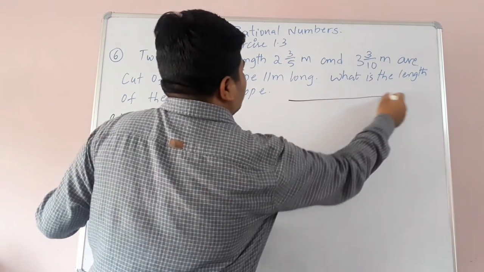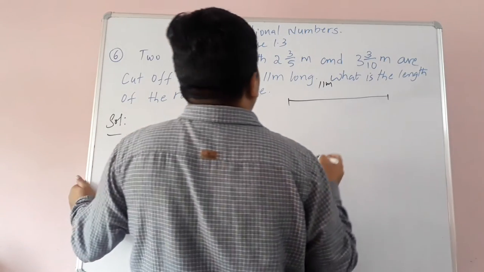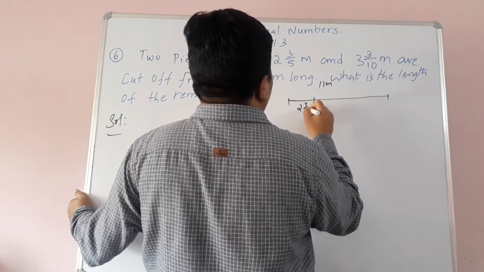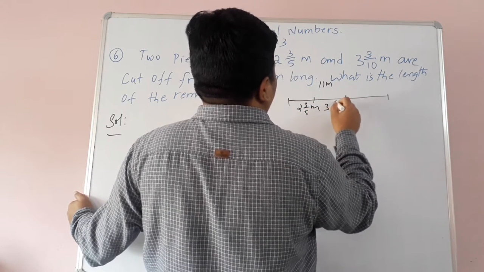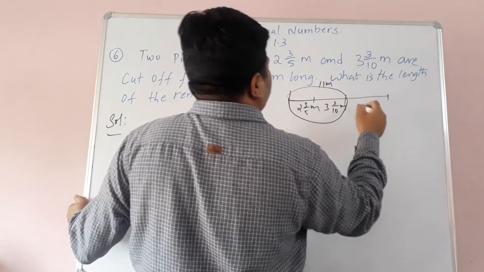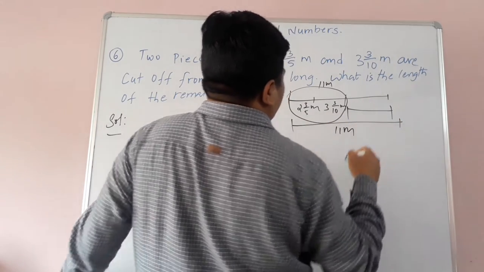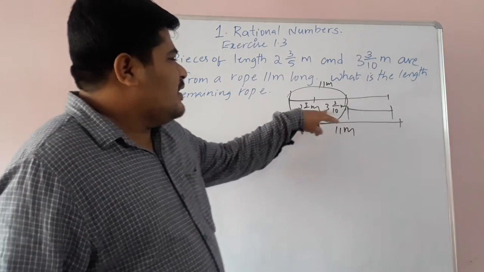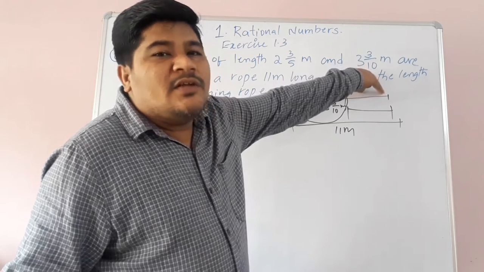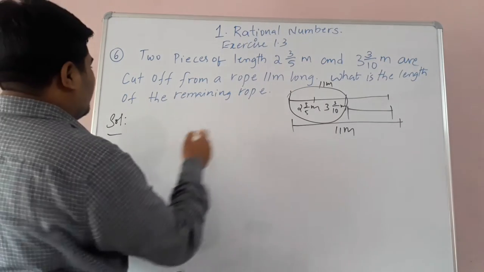See, I'll give you a rough picture. Suppose this is the rope of 11 meters. From this rope, children, pieces 2 3/5 meters long and 3 3/10 meters long are cut off, which means this is removed. So this is the remaining part. From the total 11 meters length of the rope, they cut off 2 3/5 meters and 3 3/10 meters pieces. This part is the remaining rope. They are asking to find the length of this remaining rope, children. So that is the rough diagram.